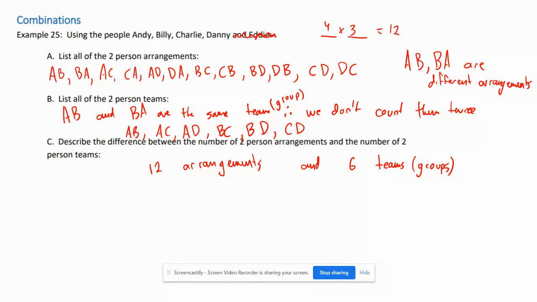Now really, what was different over here? Hopefully we see that the difference was 12 divided by 2 equals 6, and that's how we got this answer, because every time we had AB, we also had BA. Those were different arrangements, but we're not going to count them twice. So we kind of doubled up the number of arrangements for teams. So it was 12 divided by 2 equals 6.